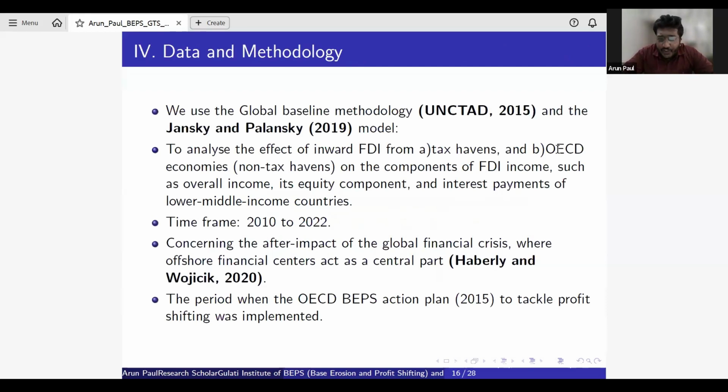And in the estimation part, we use the global baseline methodology mentioned in the World Investment Report and the Jansky and Palansky 2019 estimation model to analyze the effect of inward FDI from tax havens and OECD economies on the components of FDI income, such as overall income, its equity component, and interest payments of lower middle income countries. And the time frame is from 2010 to 2022, concerning the after impact of the global financial crisis, where offshore financial centers act as central ports. And it's also the period when the OECD action plan to tackle profit shifting was implemented.